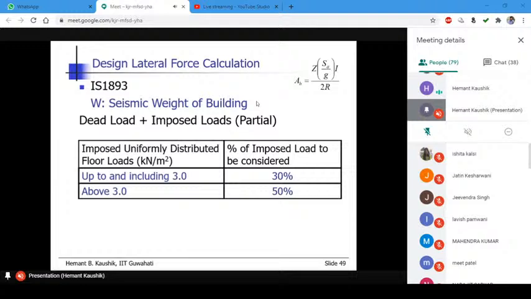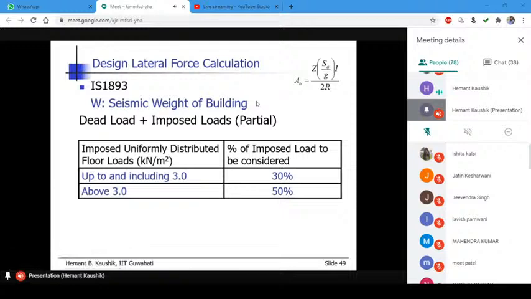And it says that if you are doing seismic analysis, then you have to consider full dead load, but you can reduce the live loads. You can reduce the imposed loads. So the reduction is very large. If the live load is less than 3 kilonewton per meter square, you have to consider only 30% of the live load. If the live load is more than 3 kilonewton per meter square, you can consider 50%.